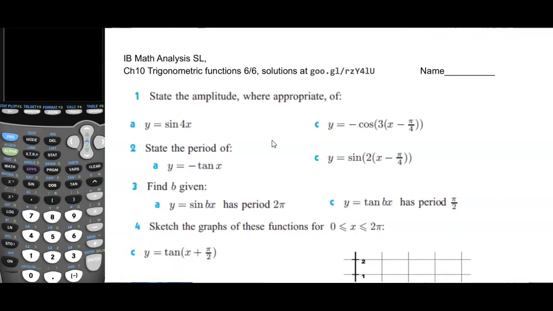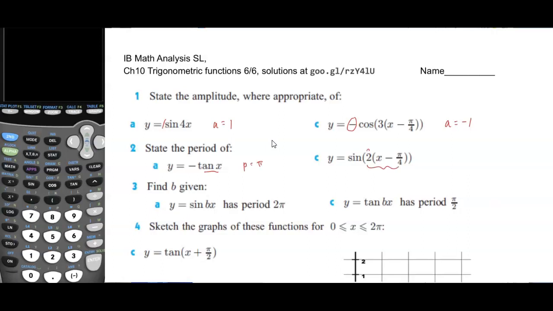Page 6. State the amplitude, where appropriate, of y equals sine 4x. Okay, so remember the amplitude is the number that's multiplied in front of sine 4x, so the amplitude is 1. C, in this case, y equals negative cosine, the amplitude would be -1. Number 2, state the period of tangent of x. Remember the period of tangent of x is just pi.